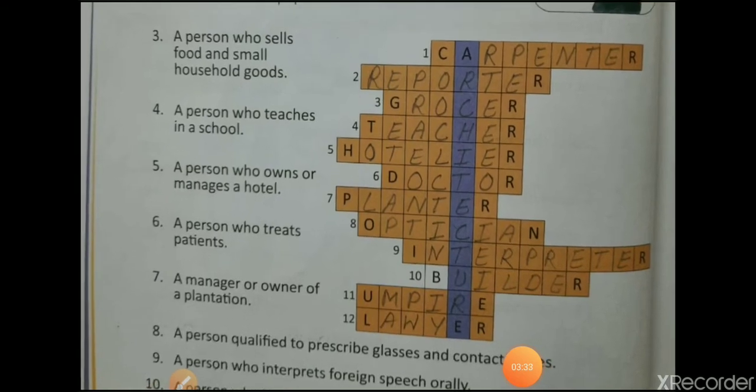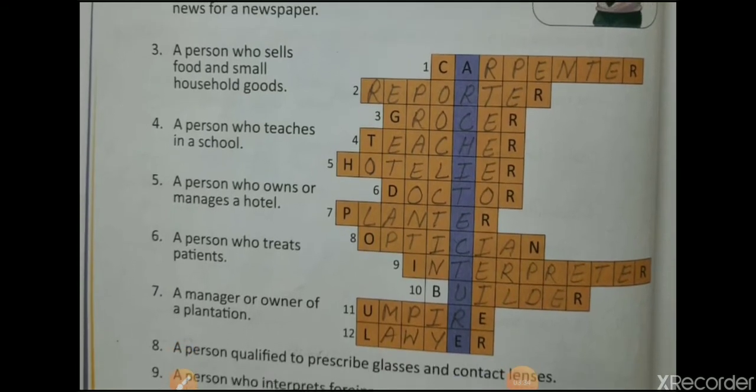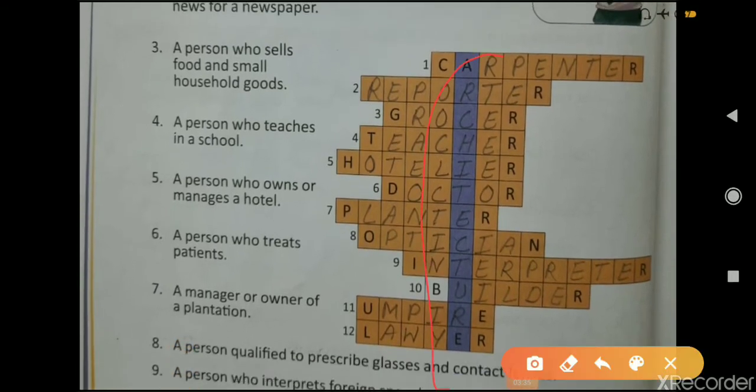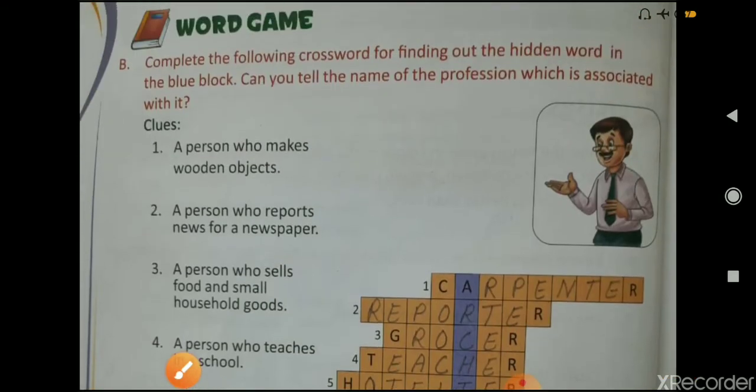Now, the word that is in this blue block is architect. Okay, so who is an architect? A person whose profession is the construction of buildings. Means who builds buildings, who constructs buildings. Okay, so now this exercise is also completed.